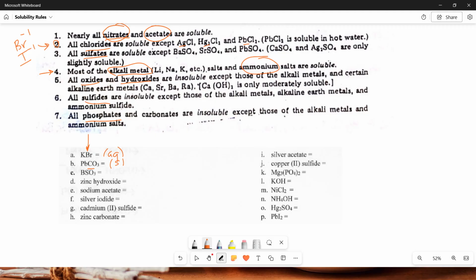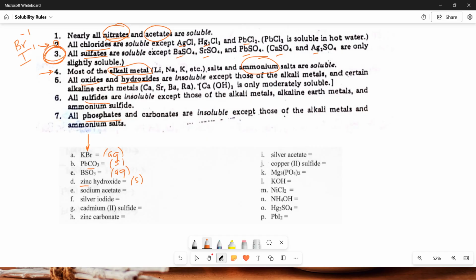We put solid. The next one is barium sulfite. Now, I don't have a rule here for sulfite, but I'm going to guess that it's going to fall very closely to the sulfates. And they're soluble except for barium, strontium, and lead, calcium, and silver. This is not an exception. I'm going to say aqueous. Zinc hydroxide will take us to rule 5. They're insoluble unless we're dealing with alkali or alkaline earth. Well, zinc is a transition metal, therefore it's insoluble, and it is in the solid phase.